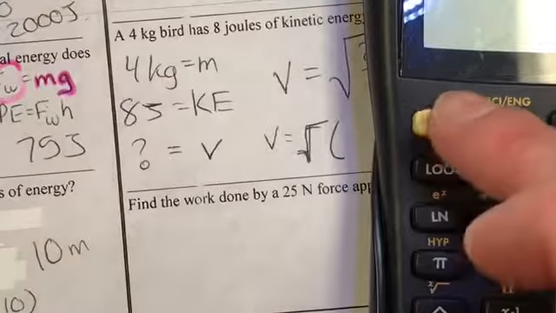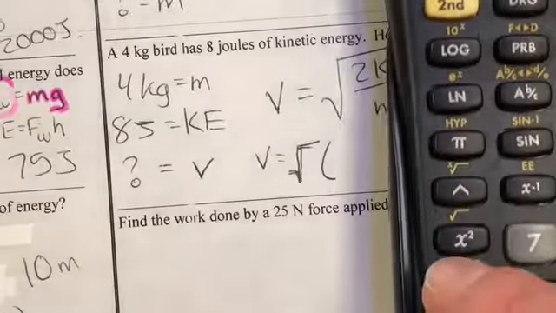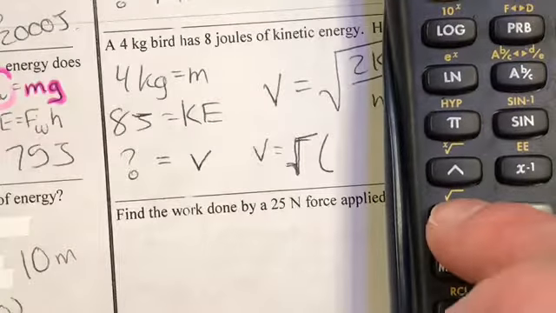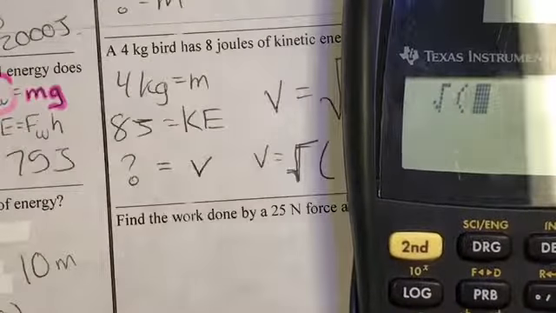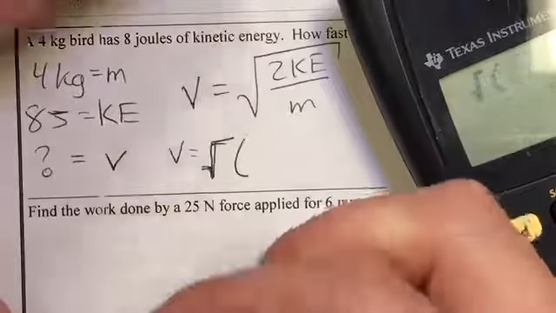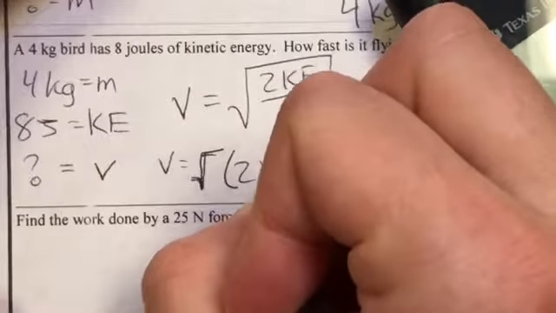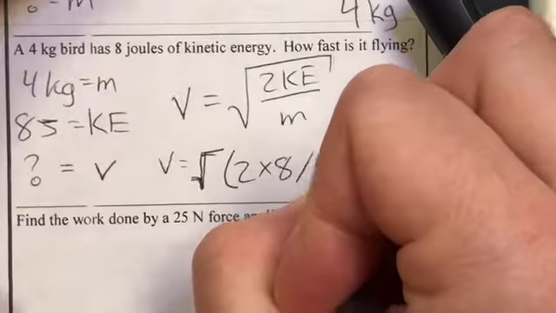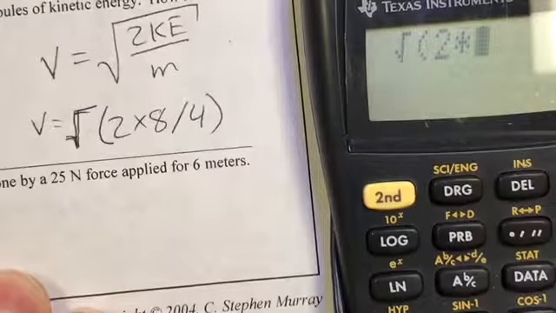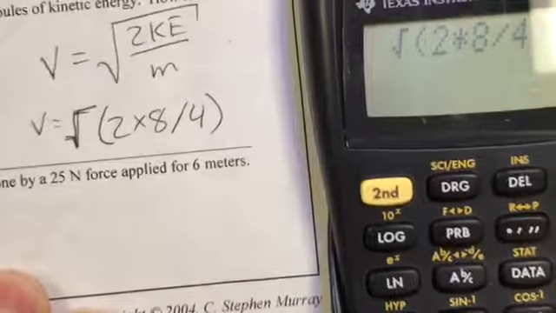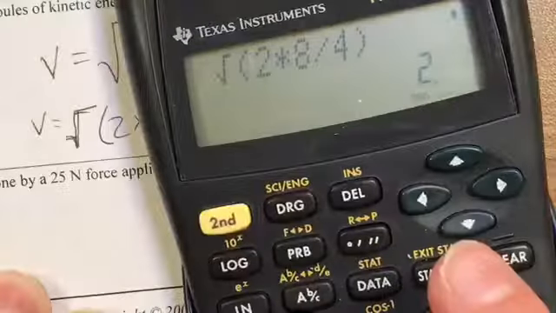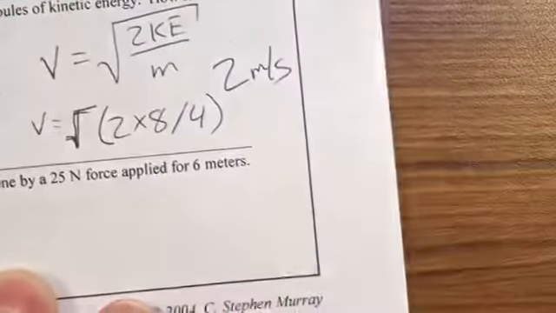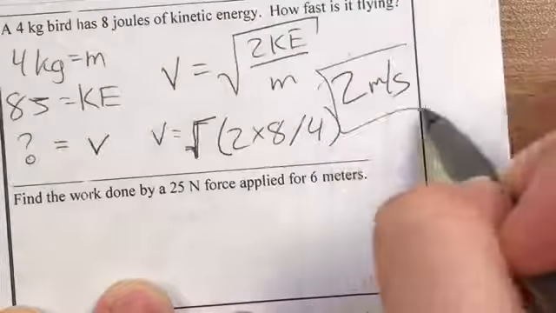Show you how that works. The second button, and then all the way down here, the square root there in yellow. So we get the square root, and then type in the 2, and then multiplied by your kinetic energy of 8, and then divided by the mass of 4, and then you'll close the parentheses. So 2 times 8 divided by 4 gives us 2. So 2 meters per second, because it's velocity, is your answer.